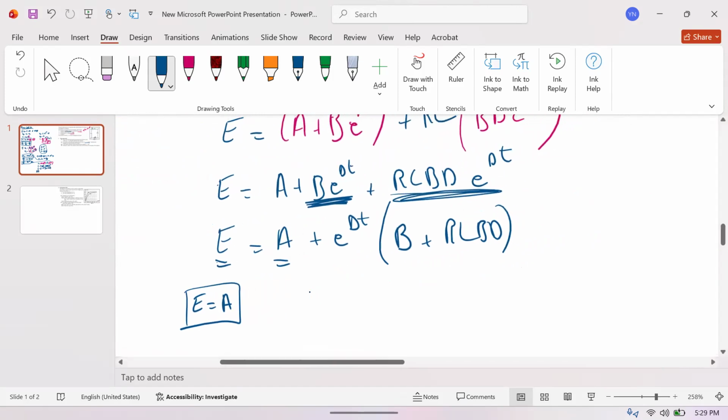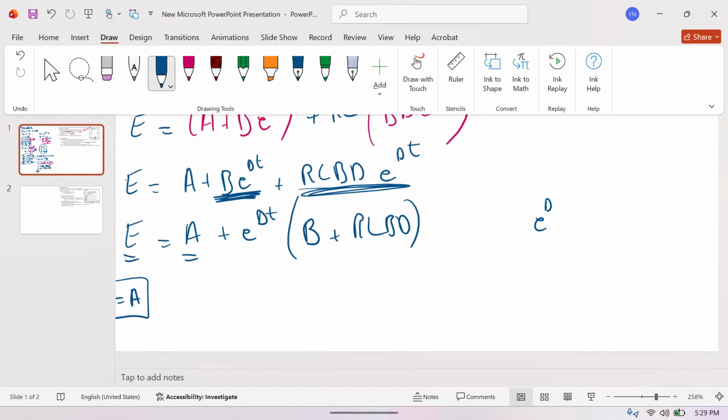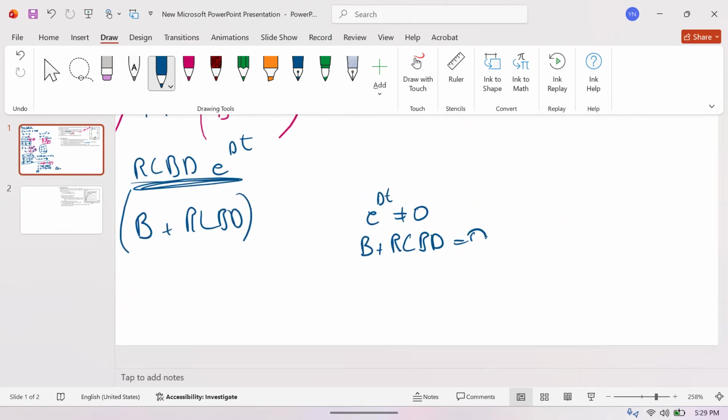Okay, now the second part, the exponential can never be 0. So what must be 0 is the factors of the exponentials. Okay, so we put each one of these expressions on a side, B minus RCBD. And since I have B and B on both sides, we can remove them. So we will end up with 1 equals minus RCD.